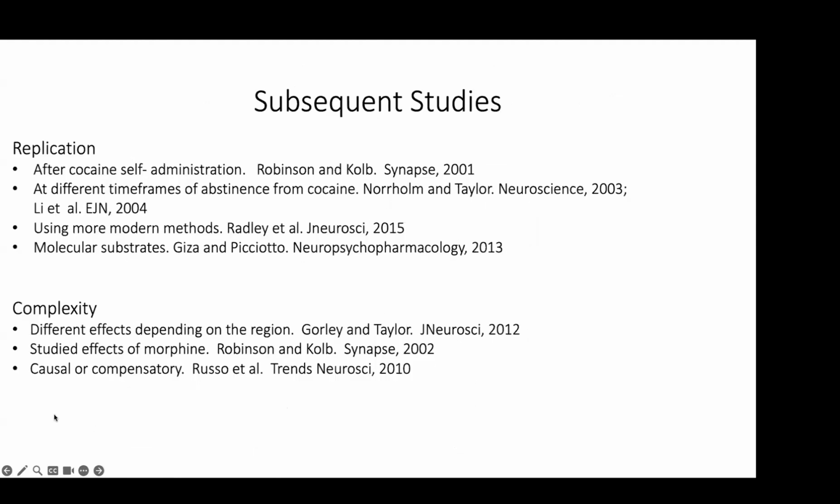Then subsequent studies replicated this, and they replicated it not only after the investigators were administering the cocaine or the amphetamines to the rodents, but also when the rodents were self-administering them. The studies also replicated this at different time frames of abstinence from cocaine. So not only 1 month later, but 2 weeks later, for example, 1 week later.